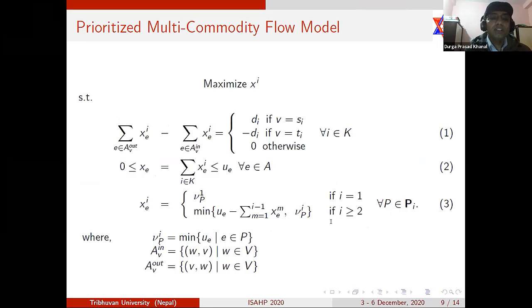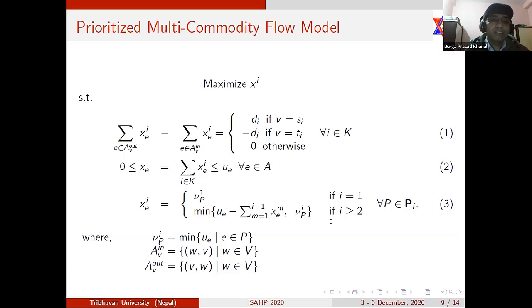Here, A_v^in means the set of arcs that are incoming to node v. Similarly, A_v^out means the set of outgoing arcs from node v. And μ(P_i) denotes the bottleneck capacity of the path P.